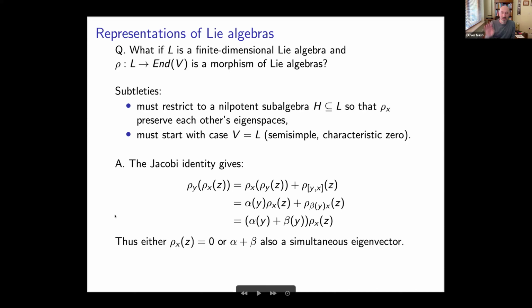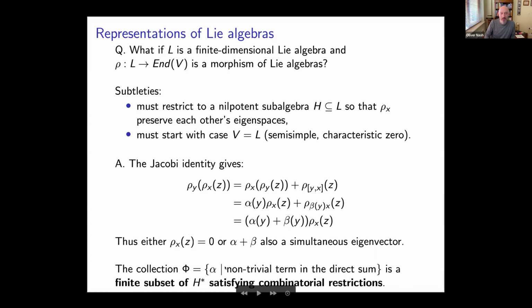So now the additive combinatorics of this set of vectors, these simultaneous eigenvalues, is connected with the algebra of the object that you started with. This is a statement of two elements commuting. And so you have yet more structure on this finite set of vectors because of the Lie algebra structure. And so the moral is that this collection phi of simultaneous eigenvectors is now a finite subset of this dual space, of this vector space, satisfying some combinatorial restrictions.